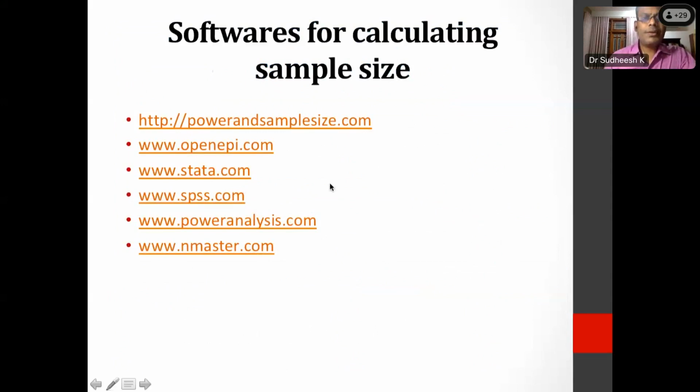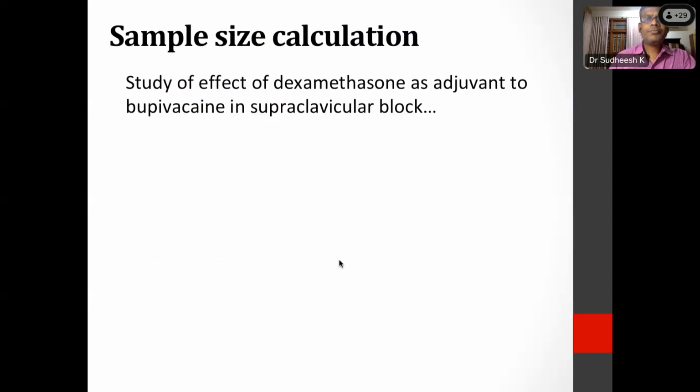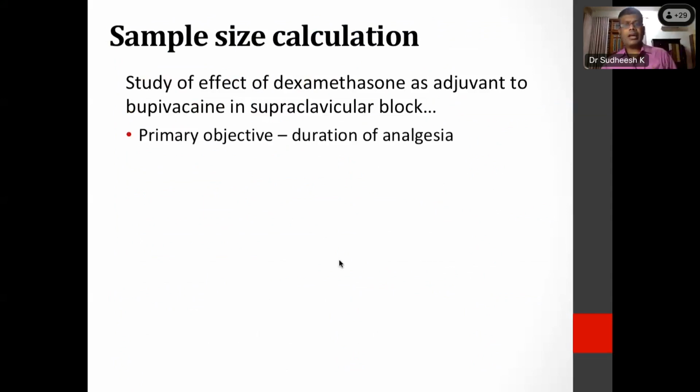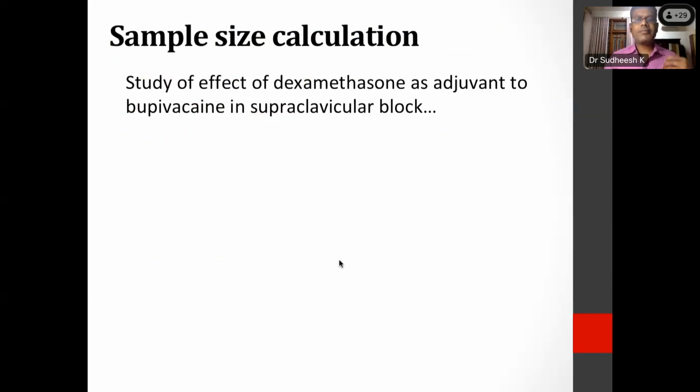Alternatively, we can use many formulas and various software, including online software, which are easy and freely available for calculation of sample size. Just for the sake of one example, I'll calculate the sample size for you. This is a study of the effect of dexamethasone as an adjuvant to bupivacaine in supraclavicular block.